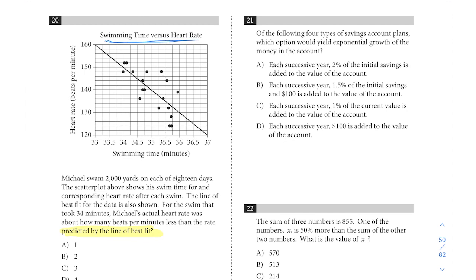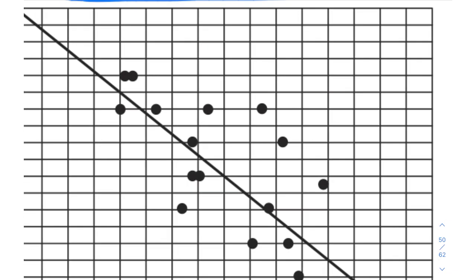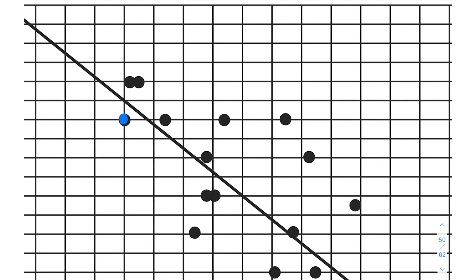And that's important to understand. The line of best fit is exactly that. It's a prediction. It is not an exact value. The data points that you see, these individual coordinates, those are the exact values, but the line of best fit is just an approximation. So let's look at his swim that took 34 minutes.